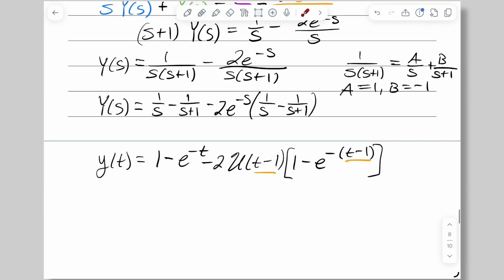The inverse transform of that equation gives us y of t is equal to: 1 over s inverse transforms to 1, 1 over s plus 1 inverse transforms to e to the negative t, so we have 1 minus e to the negative t. Negative 2e to the negative s becomes negative 2u of t minus 1. All that times the inverse transform of 1 over s, which is 1, minus 1 over s plus 1. That plus 1 is going to give us a negative 1 in the exponent on the exponential, but then remember that everywhere I was going to write a t, I have to make it match the unit step function, and so that last term inside the bracket is e to the negative quantity t minus 1.